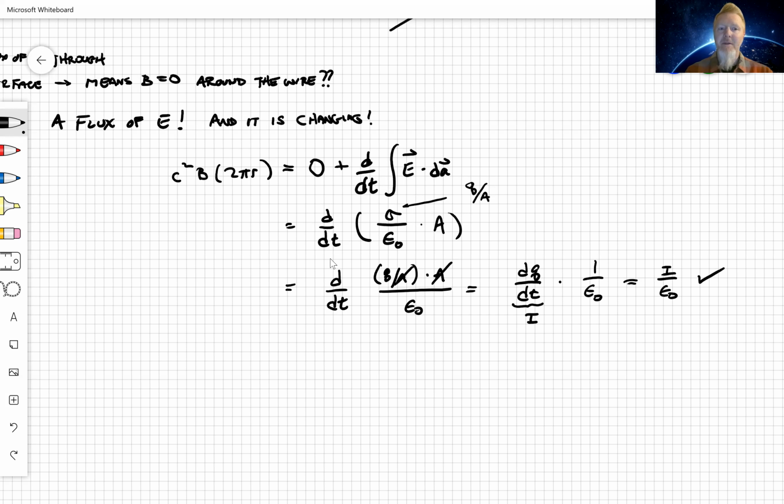So I drop the A's, and lo and behold, obviously my epsilon naught is not changing, so I get d by dt of the Q. And lo and behold, that's the I. So this saves us. Right? Now I'm going to say that c squared B times 2 pi r is equal to, yes, lo and behold, I over epsilon naught. And I will get the same B field as I did last time.